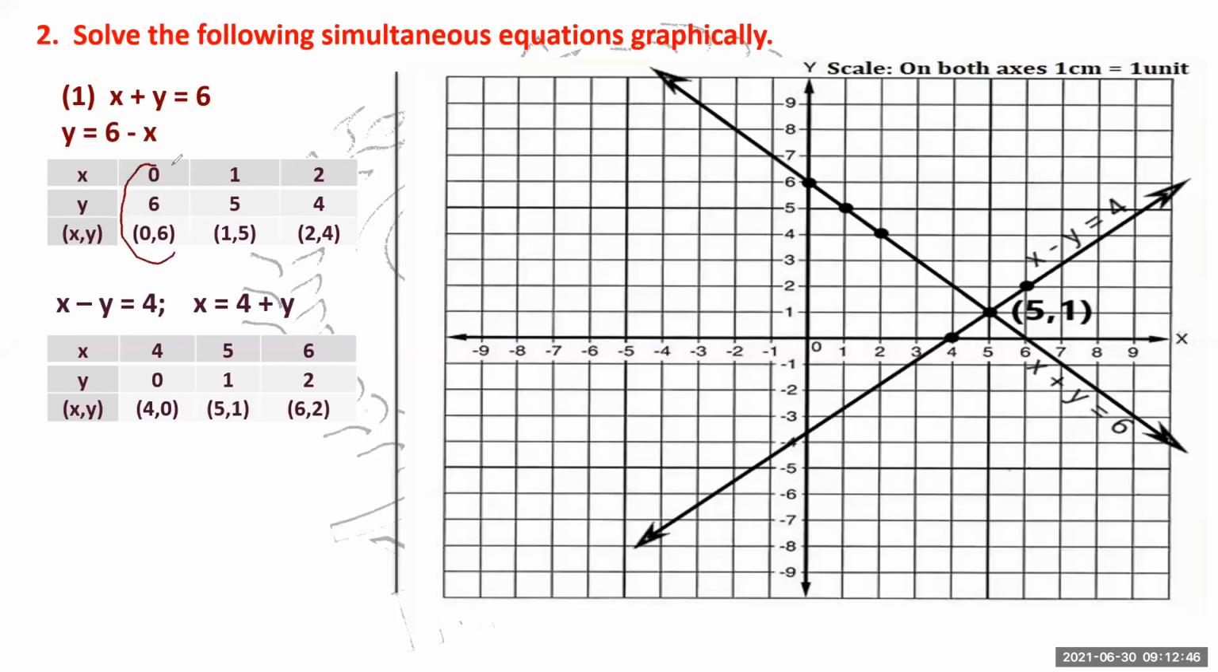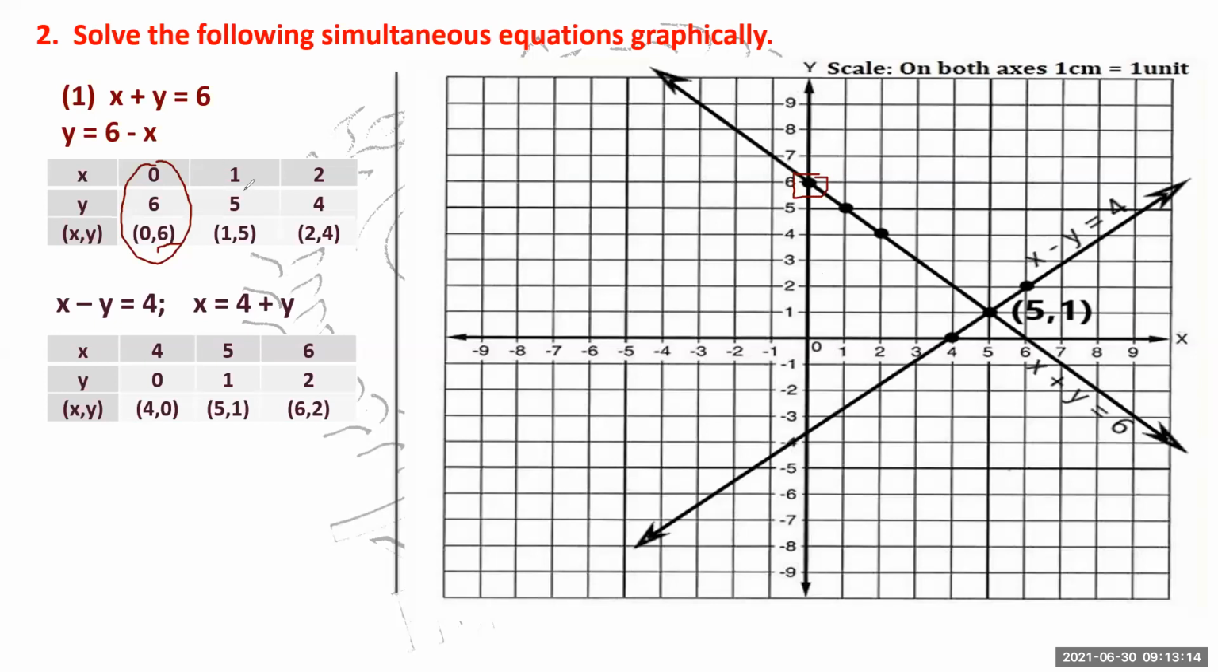0, 6. Your x is 0. So that means when you move from here, your x is 0, and your y is 6. So this point 0, 6 will lie on the y-axis. So you've got the first point. Check. 0, go with 6: 1, 2, 3, 4, 5, 6.